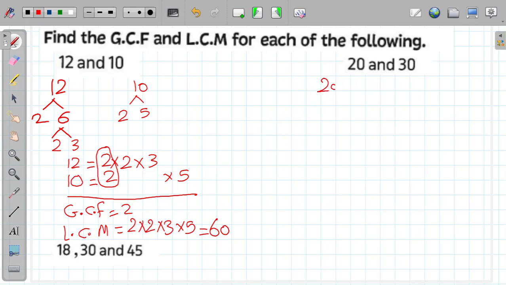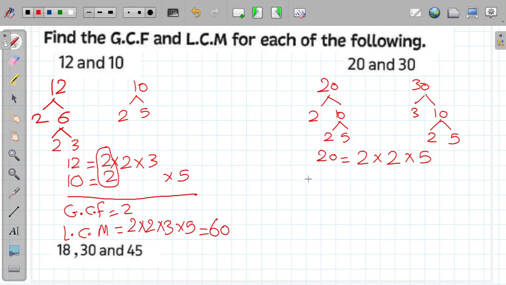Here I have 20 and 30. Okay, 20 equals 2 by 10. 10 equals 2 by 5. 30 equals 3 by 10, and 10 equals 2 by 5. So 20 equals 2 by 2 by 5, and 30 equals 3 by 2 by 5. So it will be 2 by 5 by 3.